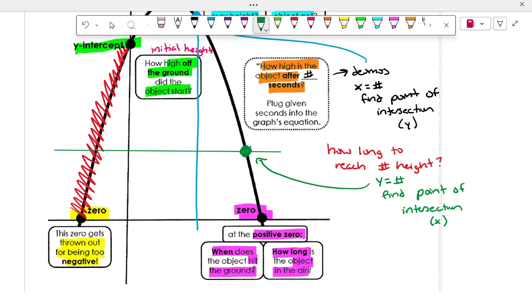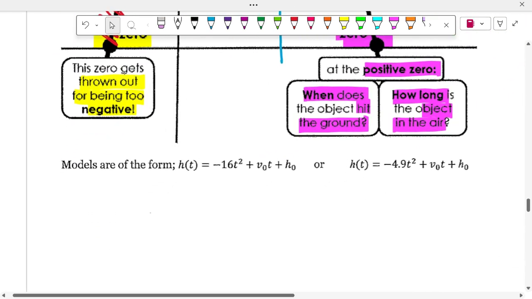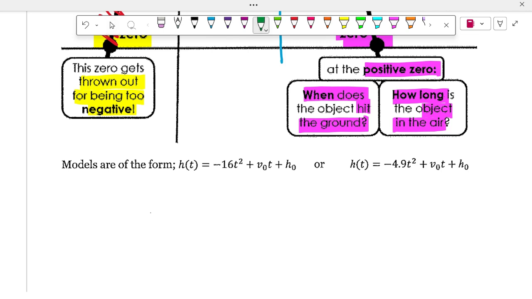Does everyone understand the basic stuff that you would do in Desmos to find those key features? All right, last thing. So models. These are the stereotypical models for projectile motion. The only difference between the two is that this first one is in feet, the second one is in meters.